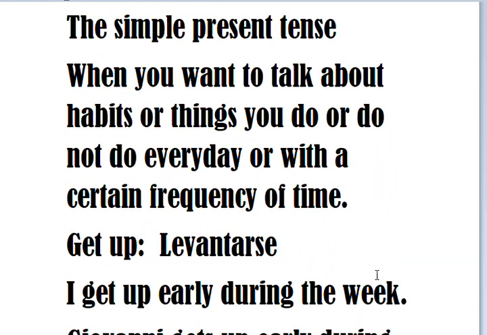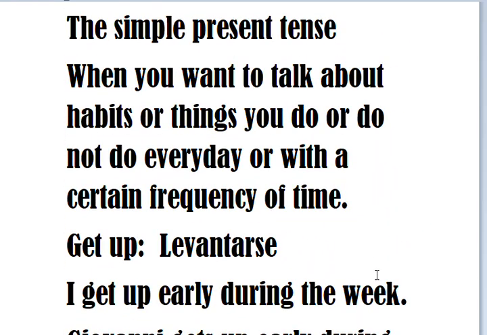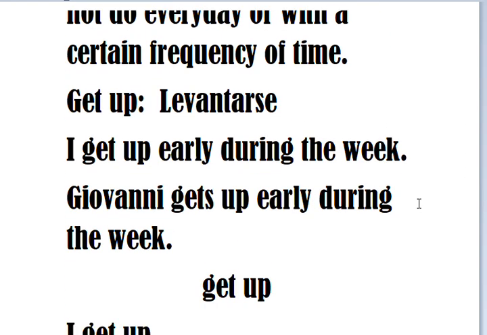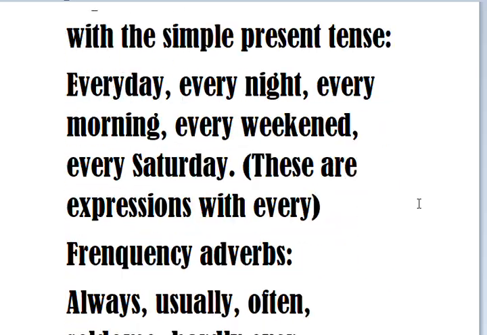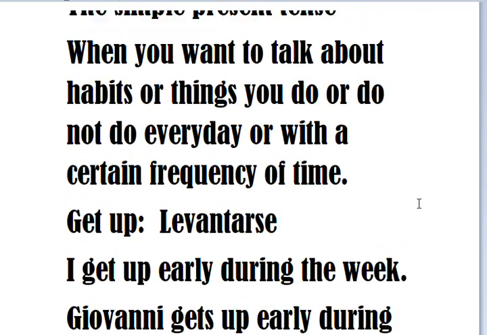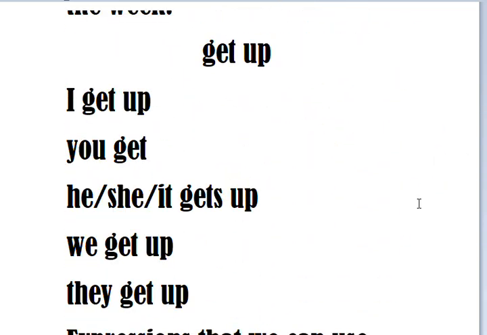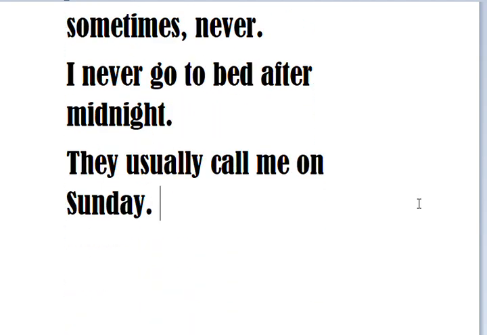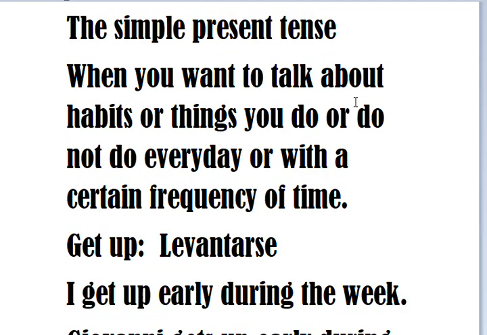Okay, so in a nutshell, the simple present tense is used to talk about habits or things you do or do not do every day, or with a certain frequency of time. Also, in this case, you have the conjugation, and also you have some examples that you can use. This is one of the uses. There is another use that I will explain in another video. All right. Thank you.